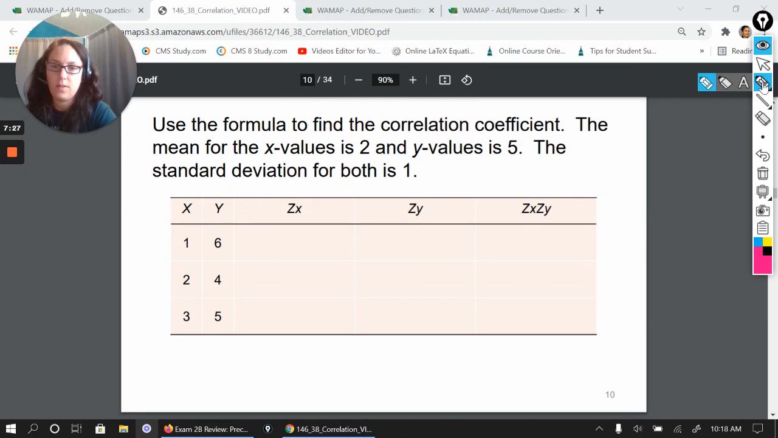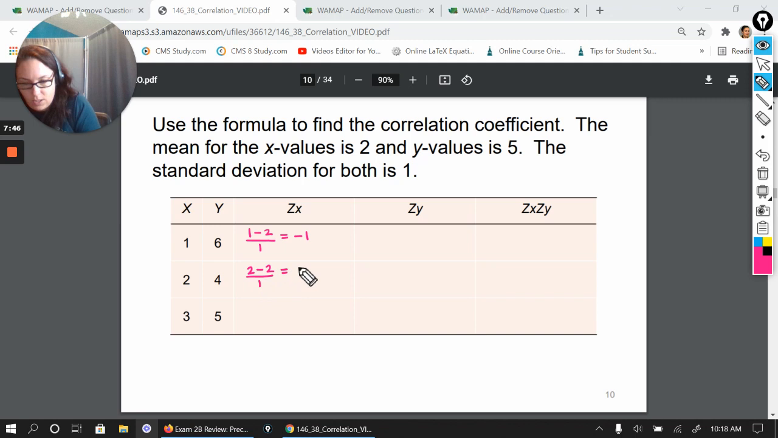Okay, so let's find the z-score for all of the x values. So we're going to take the x value of 1 minus the mean, which they told us was 2, divided by the standard deviation, which they told us was 1. So this equals -1. We'll do the same thing for the next one. 2 minus 2 divided by 1 equals 0. 3 minus 2 divided by 1 equals 1.